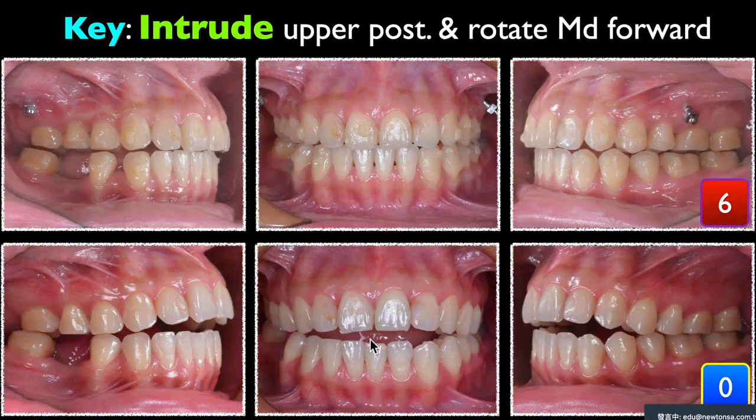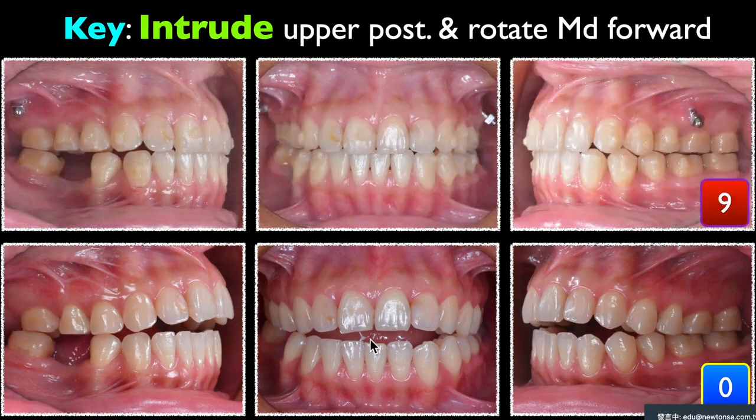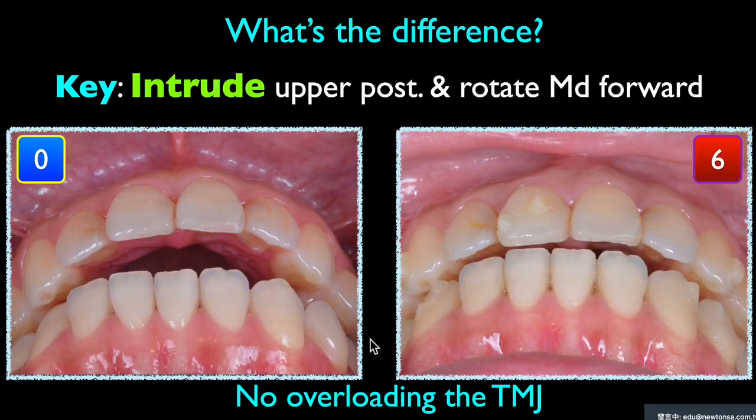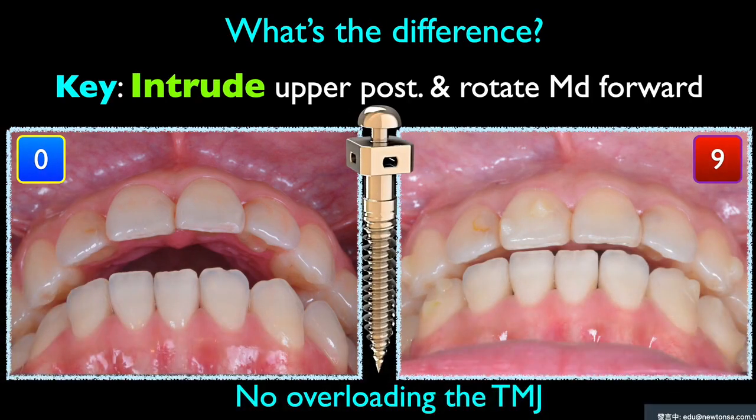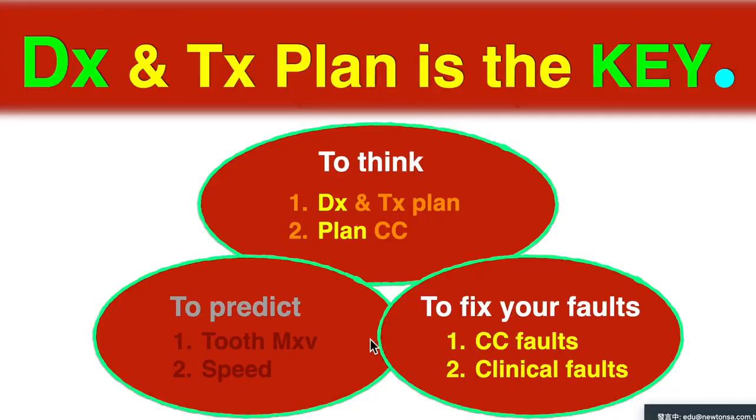9 months in treatment. Can you believe it? And what's the difference? The difference is if you use screw to intrude the posterior instead of aligner, you don't get overloaded on the TMJ, and that's exactly what we want. And screw can help you to execute this precise mechanic.